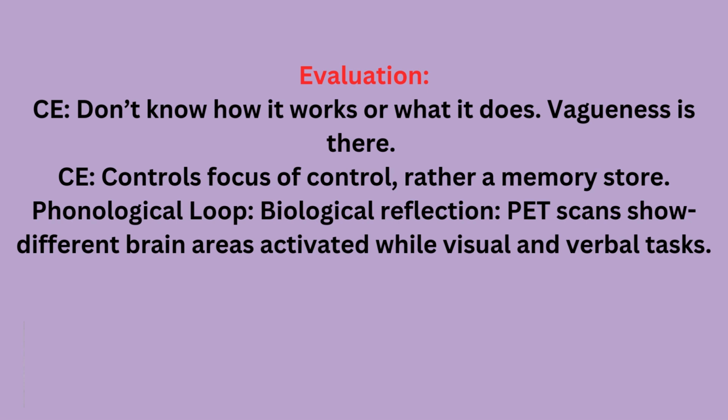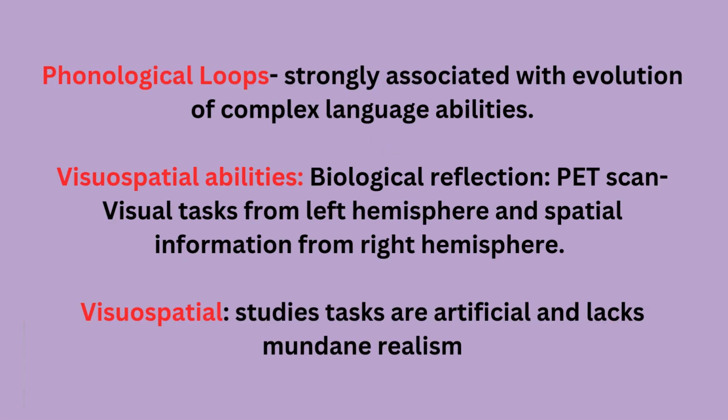Now talking about the phonological loop, biological reflection: PET scans show different brain areas activated during visual and verbal tasks. The phonological loop is strongly associated with the evolution of complex language abilities. Talking about visual spatial abilities, biological reflection: PET scans show visual tasks activate the left hemisphere and spatial information the right hemisphere. Visual spatial study tasks are artificial and lack mundane realism.